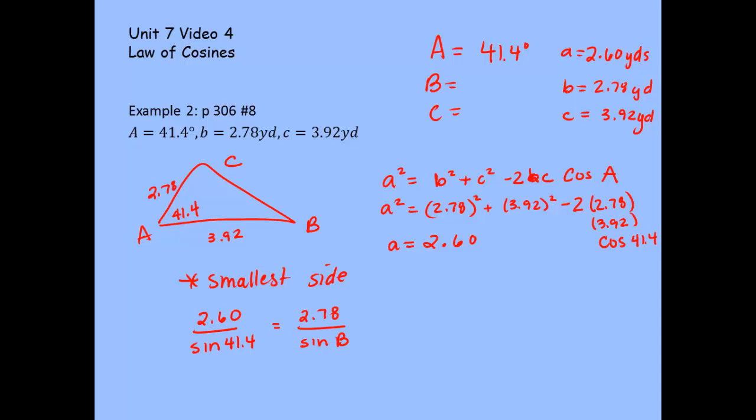This will lead me to find the second missing angle, and then I'll use the angle sum formula, 180 minus the two angles, to find the last angle. Go ahead and use cross multiplication and your sine inverse to find the angle. I came up with 45.06 degrees. Using the angle sum theorem, I'm going to go ahead and subtract from 180, and I got 93.54 degrees. Once again, double check to make sure that your largest side is across from your largest angle and your smallest side is across from your smallest angle.